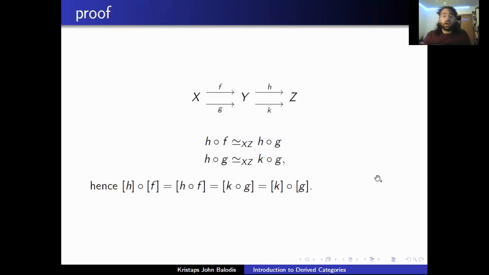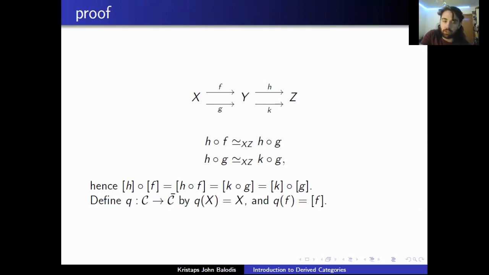So in other words, the composition of the class represented by H with the class represented by F is by definition the class of H composed with F. And we've just seen that that is the same as the class of K composed with G, and that is the class of K composed with the class of G. So our composition does not actually depend on the choice of representative.